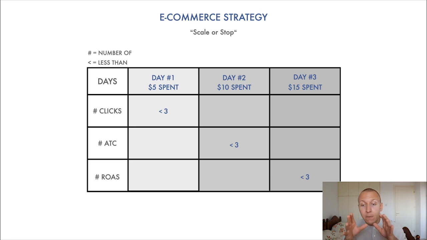Now, if you spend $15 at this point, that means that you need to have an ROAS of 3, which means that you need to have made at least $45. If not, you turn off the ad set. If you've made that much money, then you keep it going. And then we move on to the next level, which is, okay, this is a profitable ad set, let's scale it.